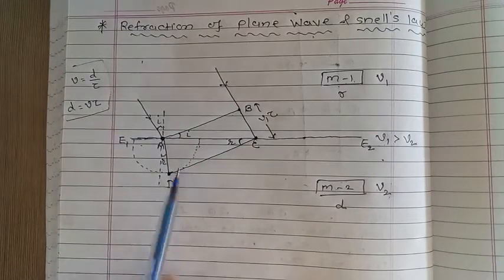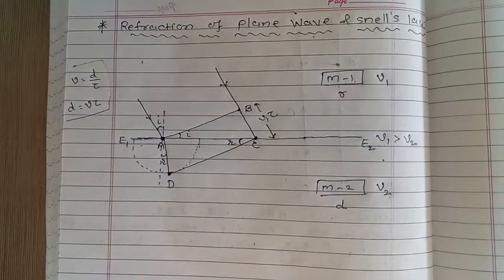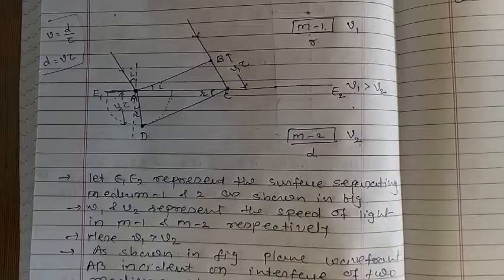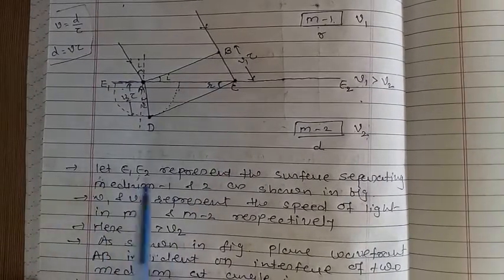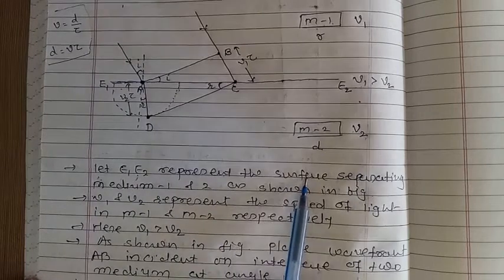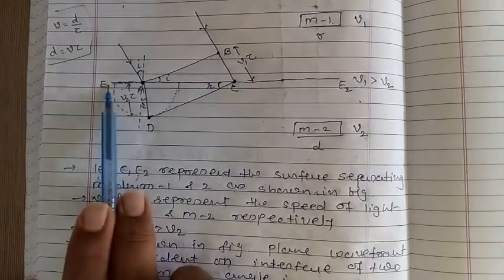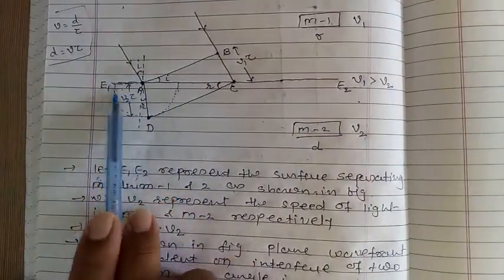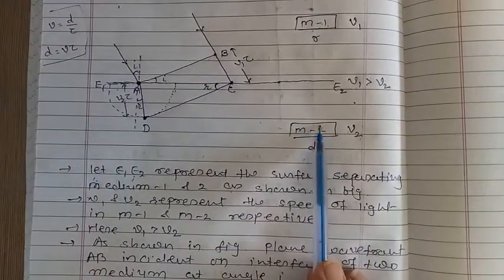And from the figure we can see that here I is greater than R, right? Now we write some sentences. Let E1 E2 represent the surface separating medium 1 and 2 as shown in the figure. This is the line E1 E2 which separates medium 1 and medium 2.